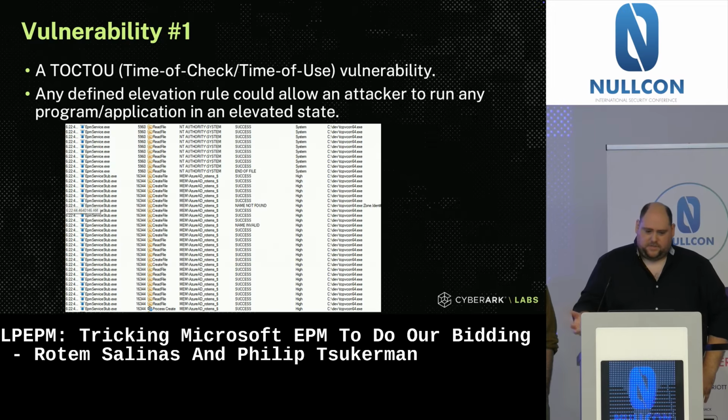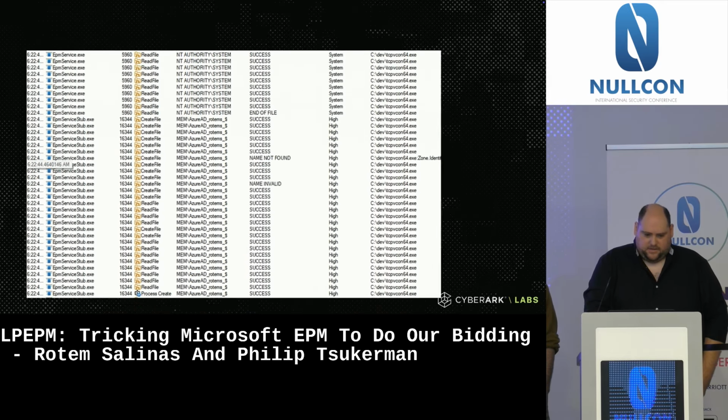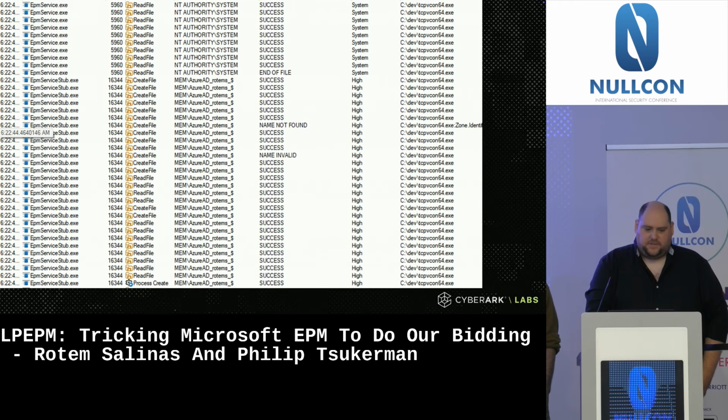So again, this is a TOCTOU vulnerability, and the effect of it is that any defined elevation rule could allow an attacker to run any program or application in an elevated state. And in this diagram, we can see the double fetch that happens. First, EPM service is calling get file hash on a file that we have an elevation rule for, called TCPSVCON64, which is the hash calculation. Then EPM service opens the file under a virtual account, which is a privileged user, then reads it and creates a process from it, which is the time of use.